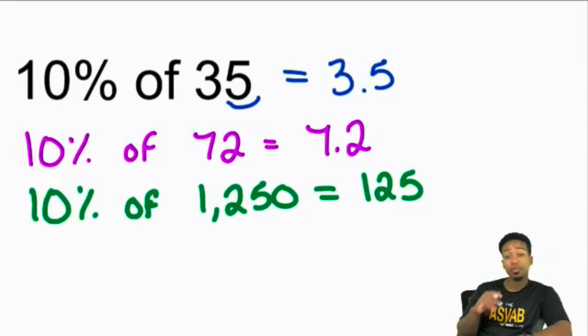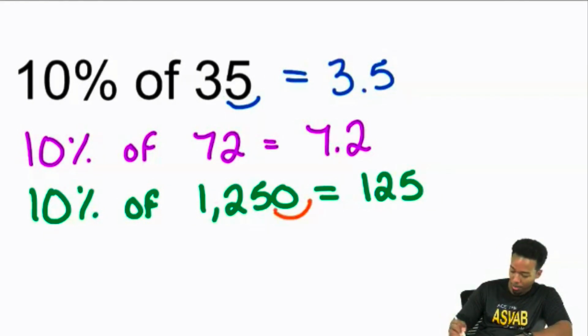Because remember, dividing by 10, move it once. Dividing by 100, 2 zeros, move it 2 times. Divide by 1,000, 3 zeros, move it 3 times. And so here, you only need to move it 1 time. 125 right there. I want to make sure that we understand that.